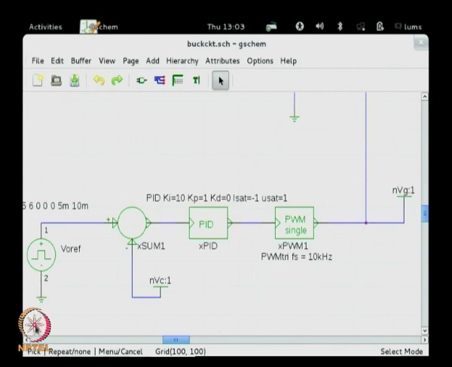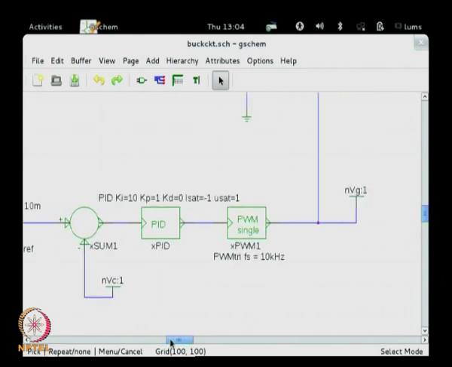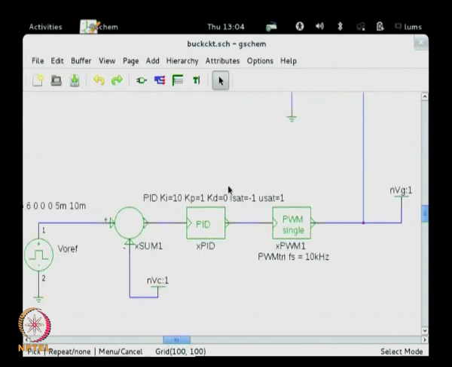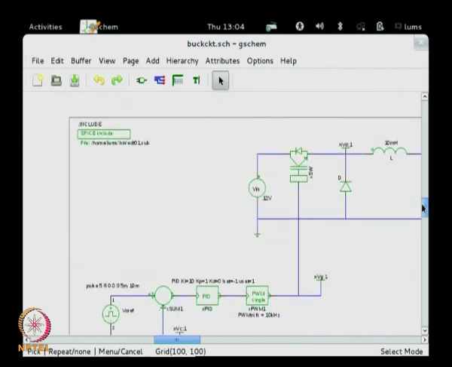Note this point here. This reference is set for now as a pulse which is having 5 volts, and from 5 volts it goes to 6 volts and then back again to 5 volts. So, it is a pulse of 1 volt superimposed on 5 volts, and it has 5 milliseconds on time, 10 milliseconds period. Okay. So, that we will be able to see the dynamics of this.